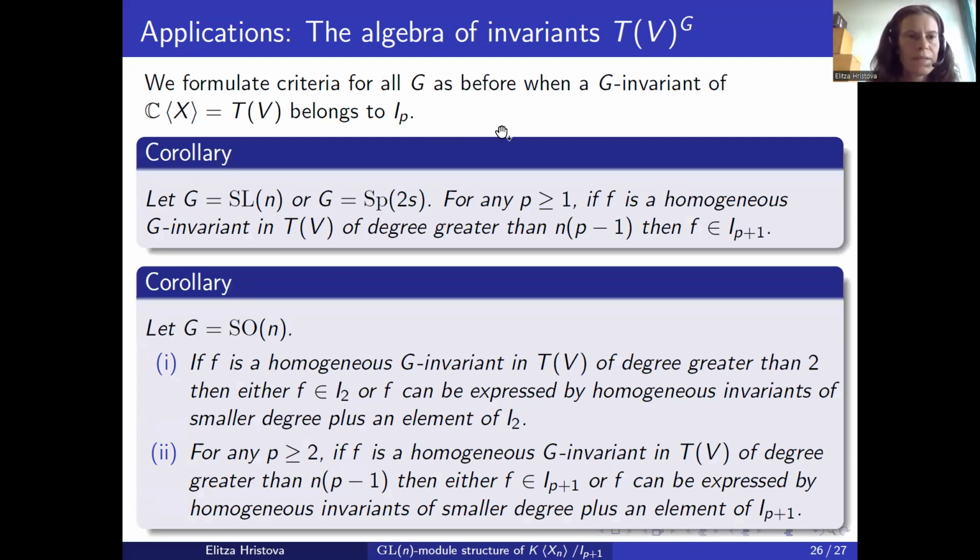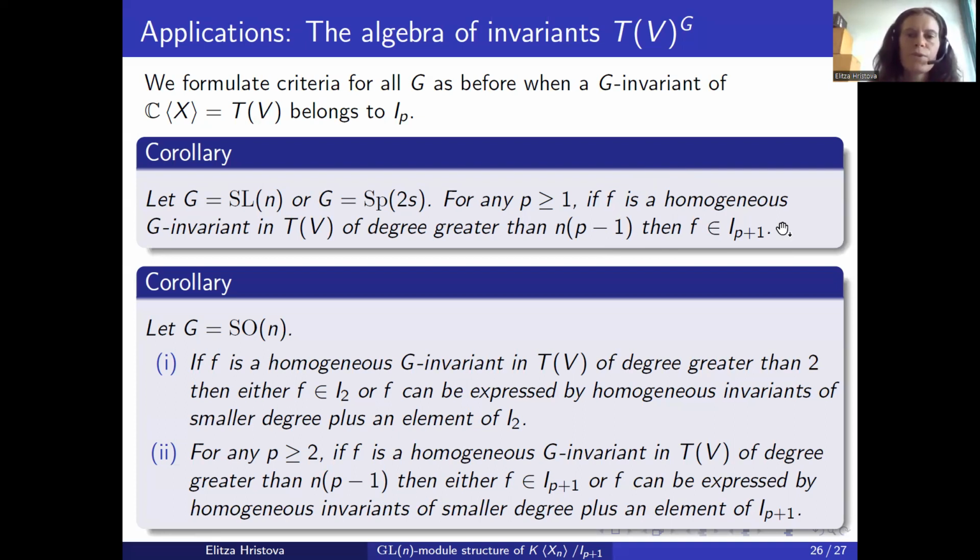So let me give here these criteria for the groups SL_n, Sp, and SO. We have similar criteria also for O_n and UT_n, which I'm not going to give here. So let me first give the criteria for SL_n and Sp. If we fix G to be one of these two groups, and if F is a homogeneous G-invariant in the tensor algebra T(V) of degree greater than n times (p minus 1), then this element necessarily belongs to the ideal I_{p+1}, the ideal generated by commutators of length p plus 1.